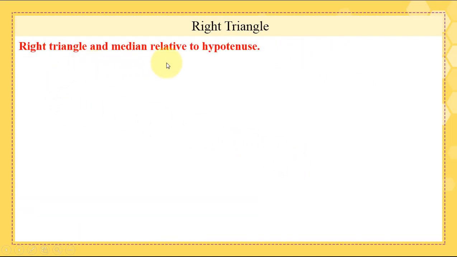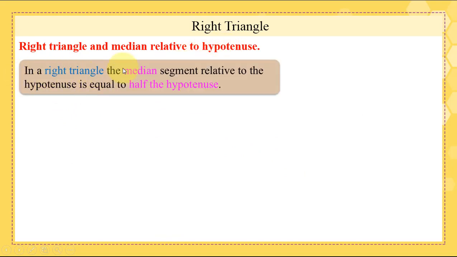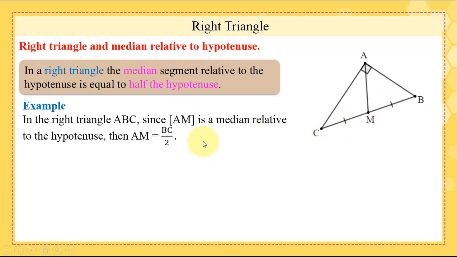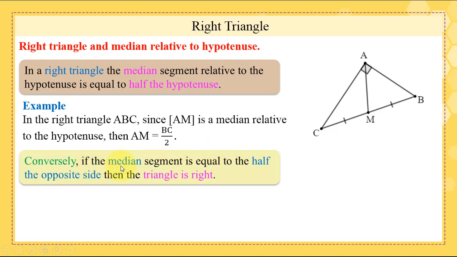Right triangle and median relative to the hypotenuse. In a right triangle, the median segment relative to the hypotenuse is equal to half the hypotenuse. Example, in triangle ABC, AM is median relative to hypotenuse BC. Then AM is equal to BC over 2. Conversely, if the median segment is equal to half the opposite side, then the triangle is right.